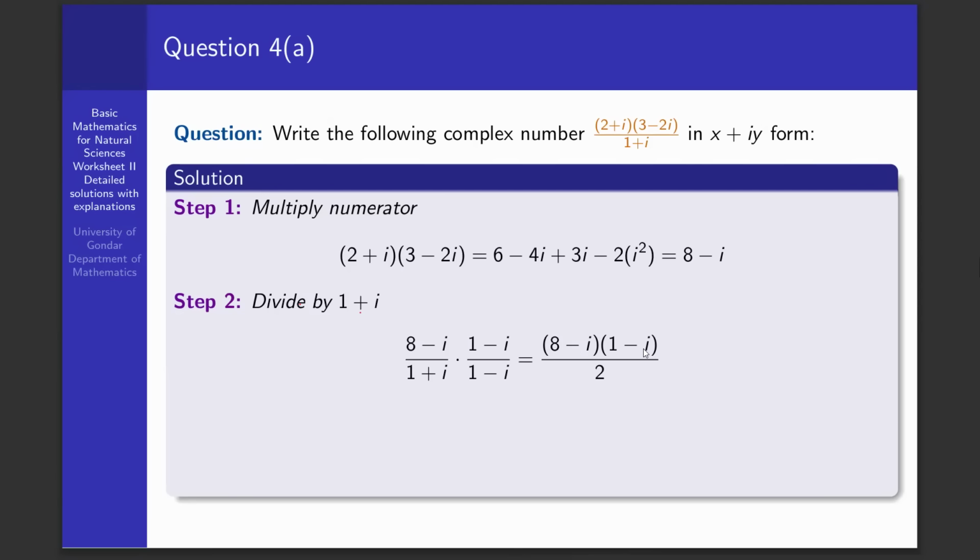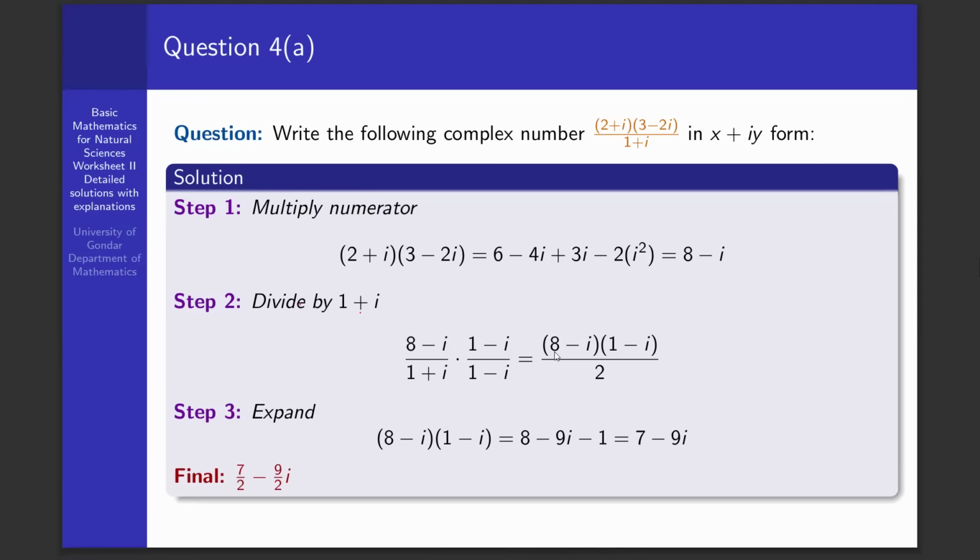But this could be the denominator, the product. When we expand it, we have 7 minus 9i, and the denominator is 2 here. Therefore, the standard form of the simplified expression is 7 over 2 minus 9 over 2i, so that the real part is simply the value of x, and minus 9 over 2 is the imaginary part of the simplified form of this complex number.